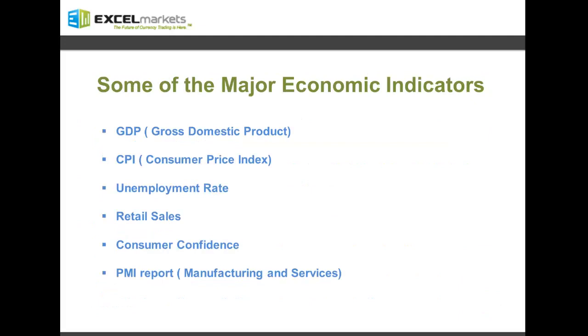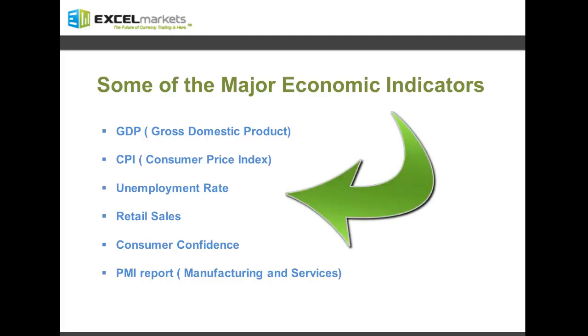Some of the major and most widely tracked economic indicators are as follows: the GDP, or the gross domestic product figures, the CPI, that is the consumer price index, which is the headline inflation number, the unemployment rate, retail sales figures, consumer confidence report, or the PMI reports for both manufacturing and services. We shall discuss each one of them in detail one by one.